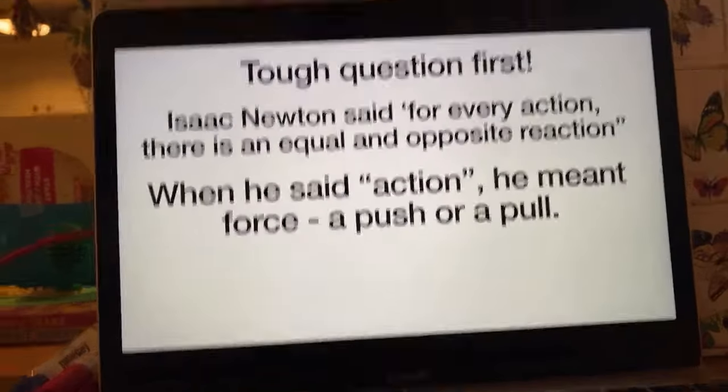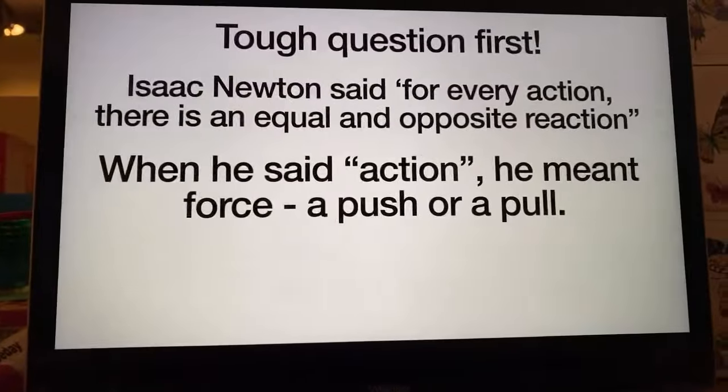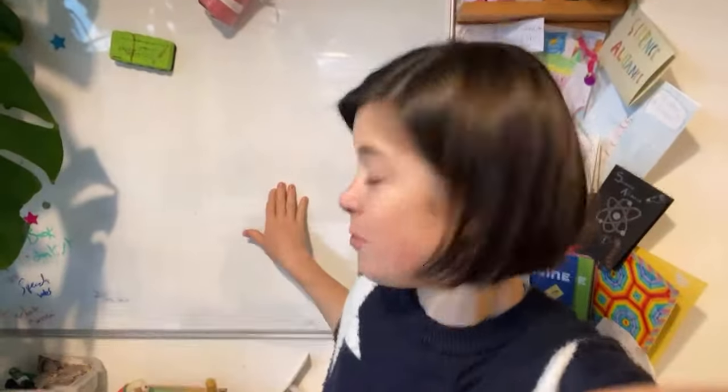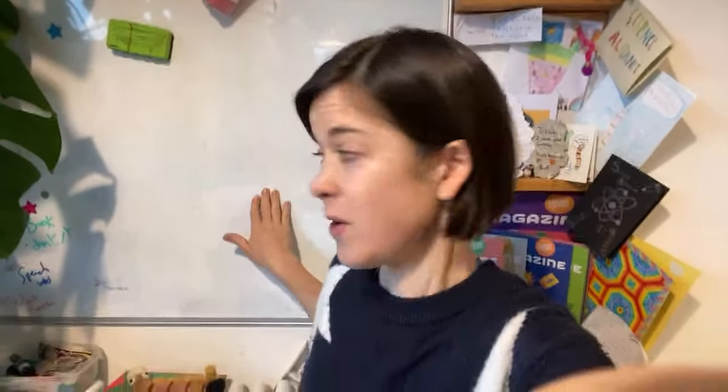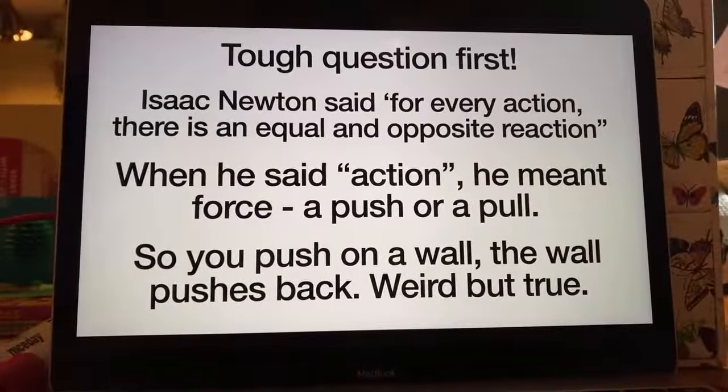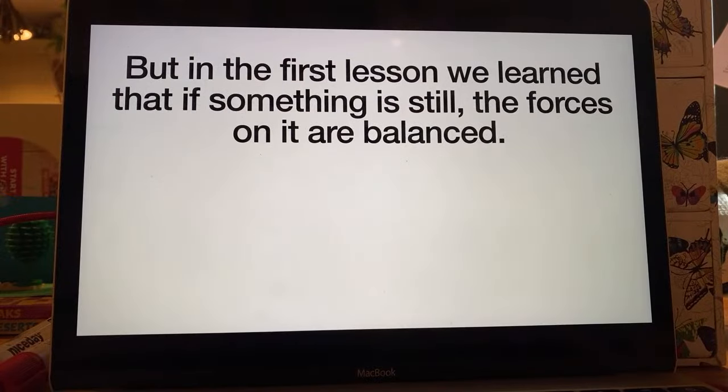When he said action, he meant like a push or a pull. He meant a force, which we have been talking about in previous lessons. So, for example, when you push on a wall, the wall pushes back. We learned last week, this is weird, but true. If when you pushed on a wall, the wall did not push back, you would fall through the wall. It would not be good. For every force, there's an equal and opposite force, an equal force in the opposite direction.